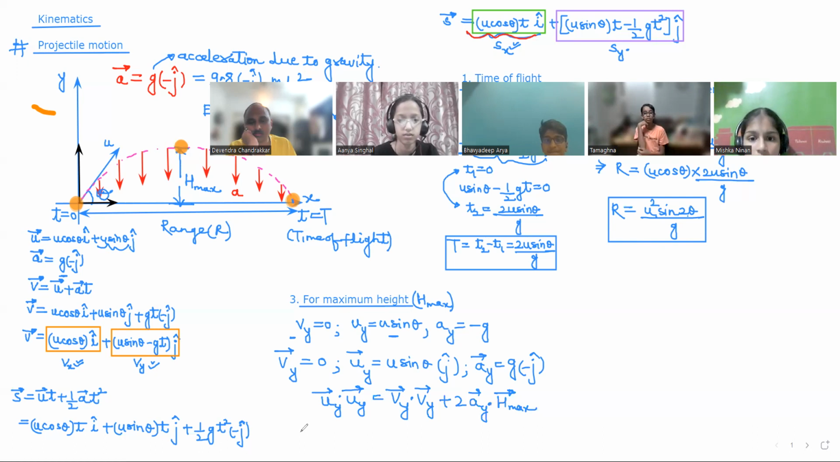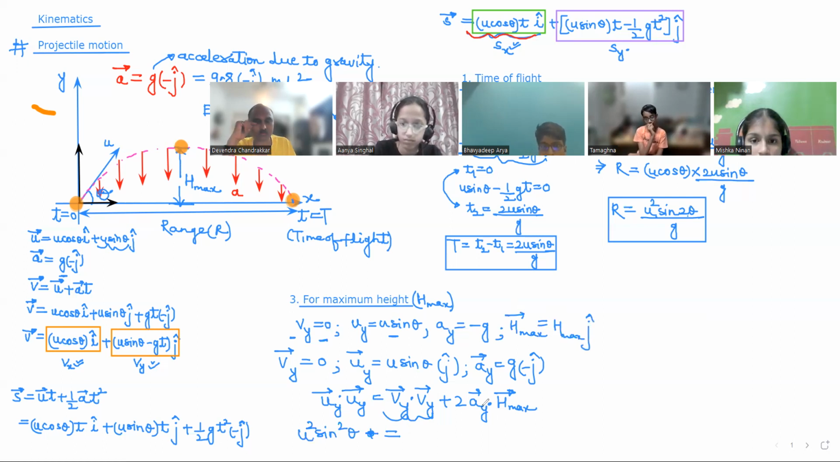So what is uy? Uy dot uy is u square sine square theta. See? Vy dot vy is 0 because vy is 0. Right? And this is what? H max is along positive y axis, right? H max vector is H max j cap, right? So dot product of minus j and j is what? Minus 1.